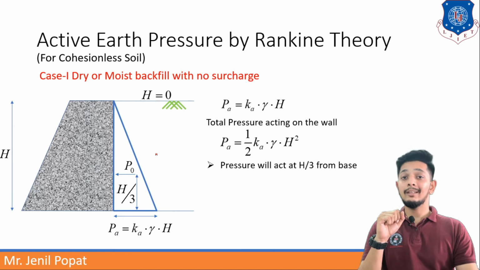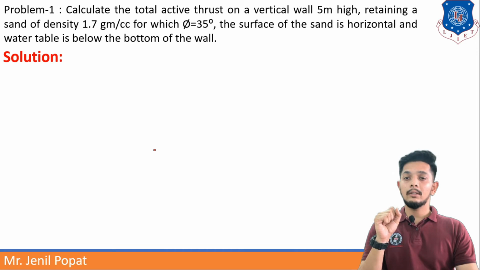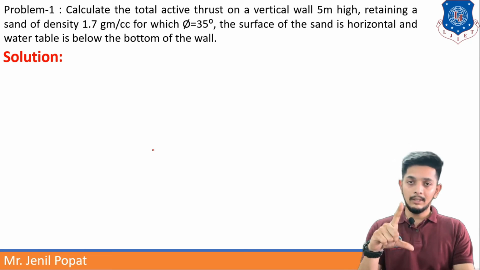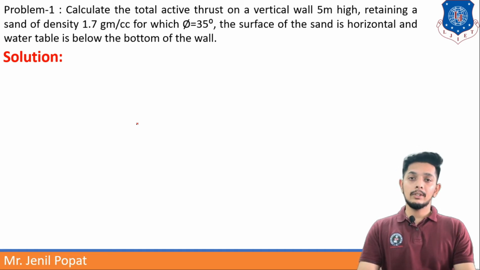Let us move forward and understand a numerical of the same theory. Calculate total active thrust on a vertical wall which is having 5 meter height. Now there is a retaining wall given which is having some active earth pressure. Active thrust means active earth pressure, retaining a sand of density 1.7 gram per cc, for which phi angle of internal friction is given as 35 degree. The surface of the sand is horizontal and the water table is below the bottom of the wall.